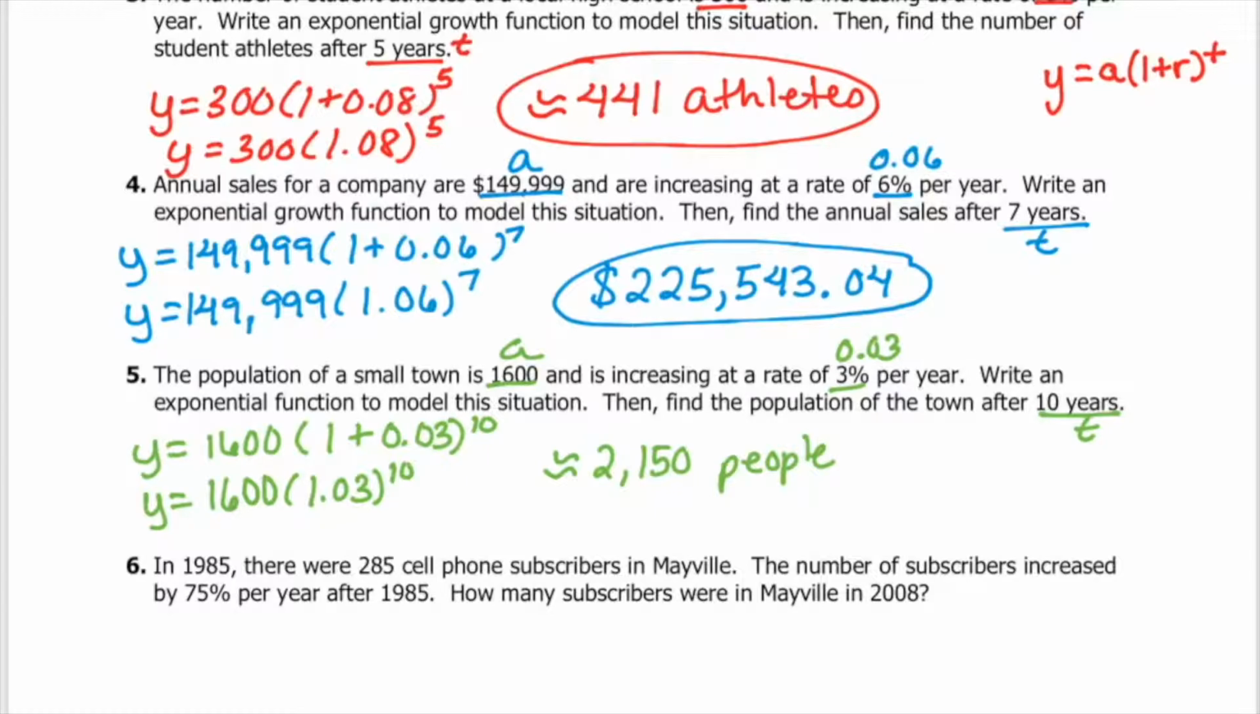All right, for number 6, I want you guys to do that one on your own. So you need to underline and identify your A, your R, and your T, and then plug them in, add the 1 with the R, and then raise it to the exponent and times it by the A in front. And for this situation, we're talking about subscribers, so again, you're going to round because it's just an estimate.